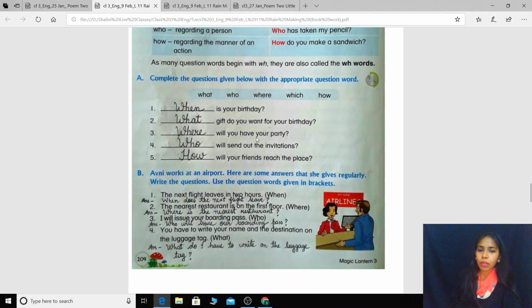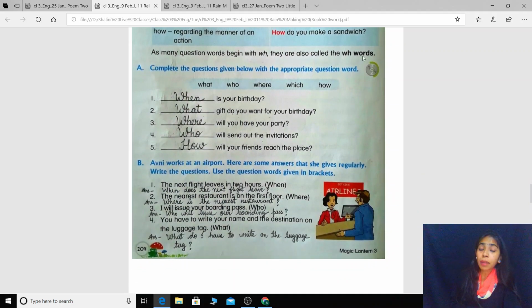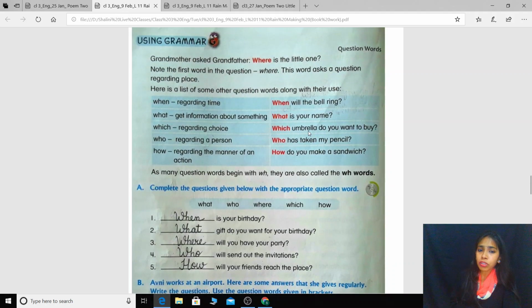Sure. Now next one, see this question: WH words, WH questions. So where do we use such questions? These are question words, children. When is used for time, when we are saying something about time, like when something happened, then we say when. What is used to get information about something. What happened? What are you doing?